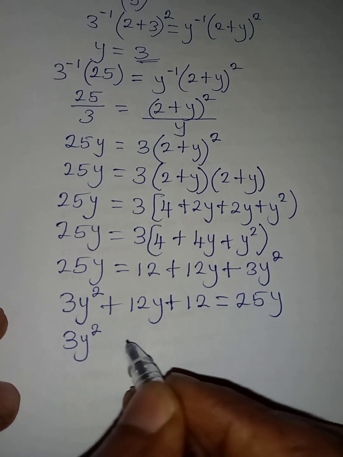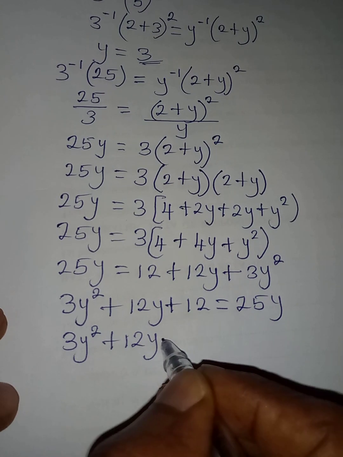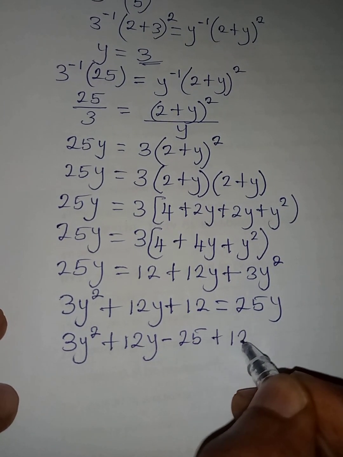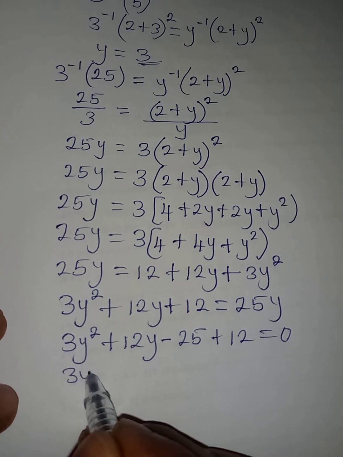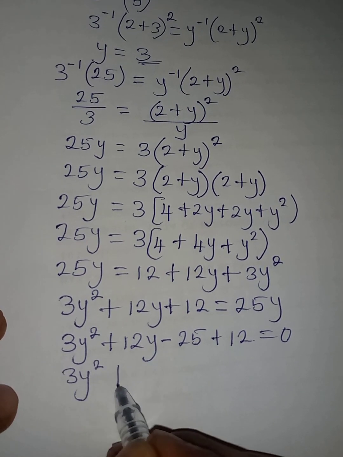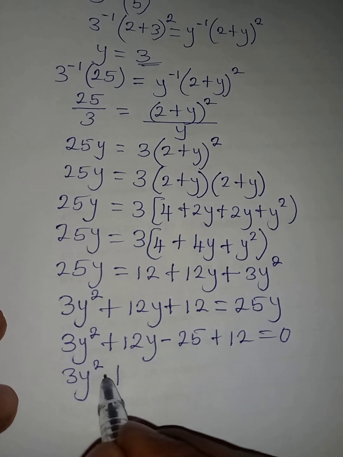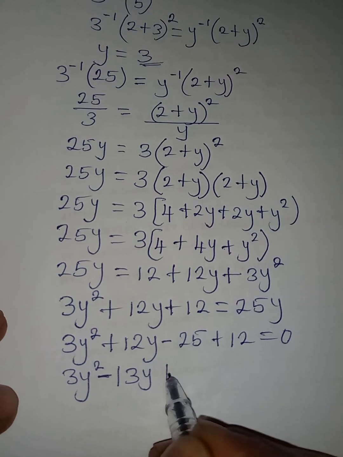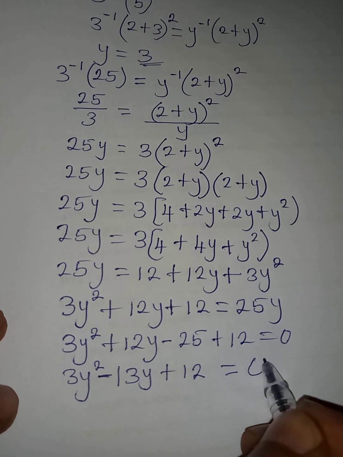3y squared plus 12y. This comes over to become minus 25, then plus 12 is equal to 0. Remember, we are now having a quadratic equation. So 3y squared, is it plus or minus? 12y minus 25 is going to be minus 13. Minus 13y, then plus 12. This is equal to 0.